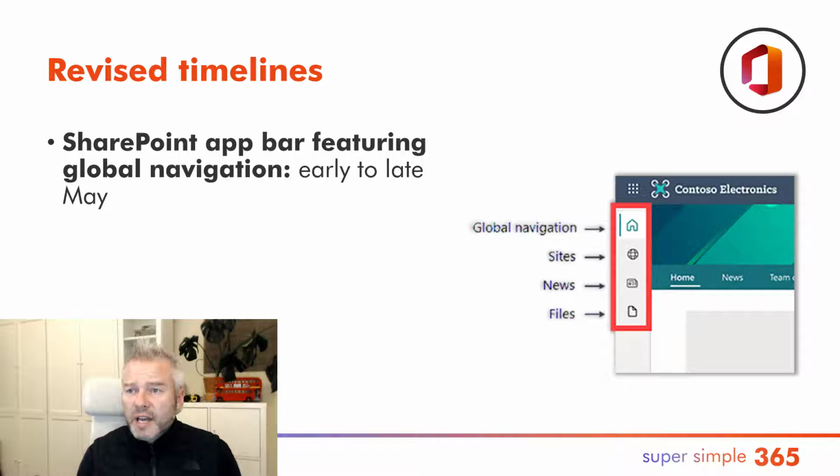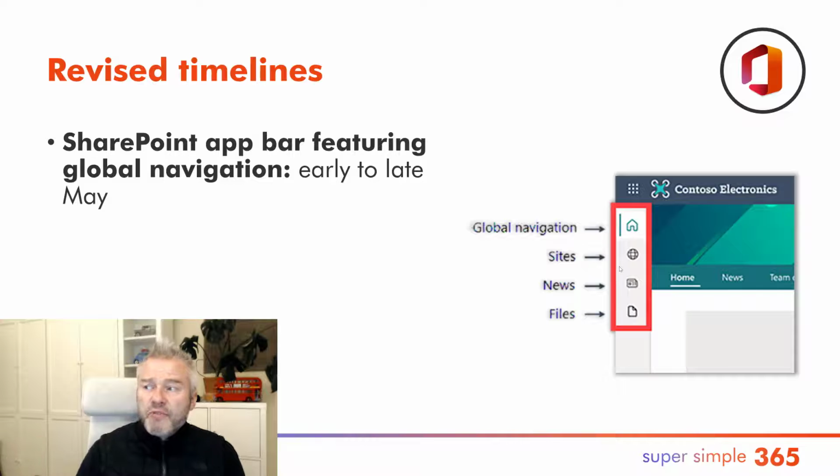Okay, revised timelines. So the SharePoint app bar featuring global navigation, they put this on hold for a little while, and it's coming back out now. And we're looking at early to late May. You see here on the right hand side, this is where the global navigation and some other buttons are set. Now, this does create some issues. An organisation I know pretty well couldn't decide what to put in the global navigation because they've got such a complex set of intranets in there. There are a few things to think about, but you'll see that in your organisation soon, I guess.